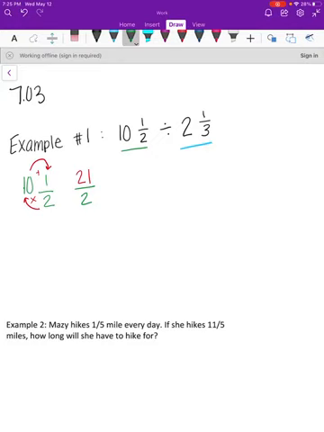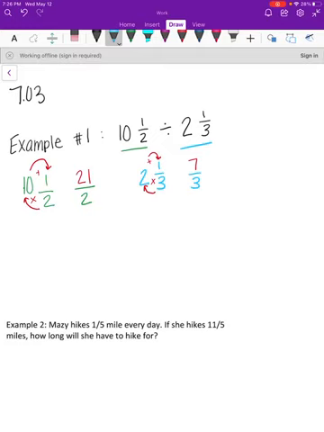And we're going to do the same thing to the other side. And the other side is 2 and 1/3. So we're going to multiply 2 times 3 and add 1. 2 times 3 is 6. 6 plus 1 is 7. So it's going to be 7/3.